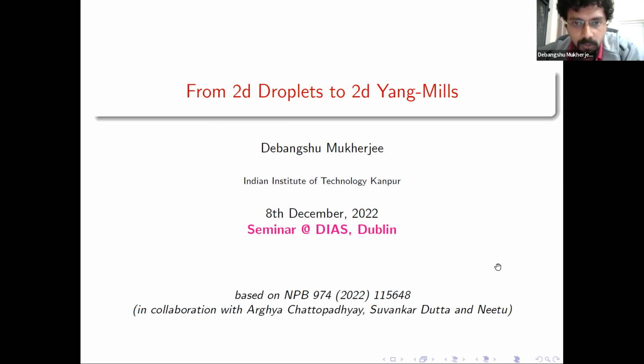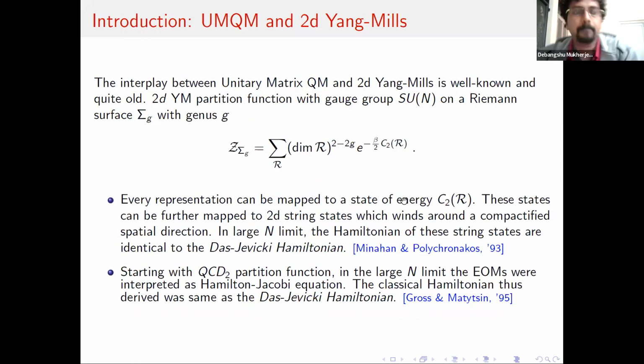So the interplay between unitary matrix quantum mechanics and 2D angles is quite well known and also pretty old. In fact, matrix models have been studied by statisticians for almost close to a century, and it was brought into physics by Wigner and was further applied. Various powerful tools and techniques have been developed to gain a better understanding of non-perturbative aspects of gauge theories and things like this, which can be recast in the form of matrix models.